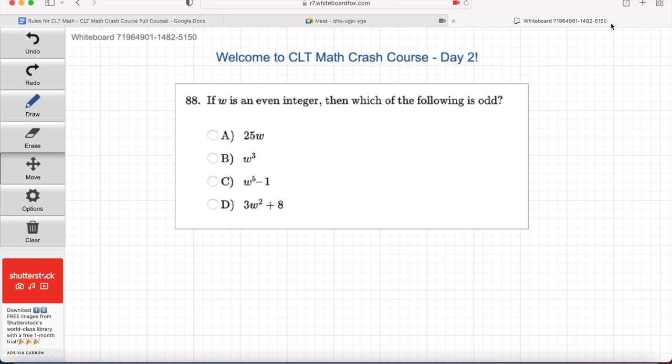Now, I'm guessing you know what an even number is, right, or an even integer? Yes. Most students are familiar with that: 2, 4, 6, 8, et cetera. So we've got to find out which of the following answer choices are odd, right? Does that make sense, this question? Yes, it does. Beautiful.